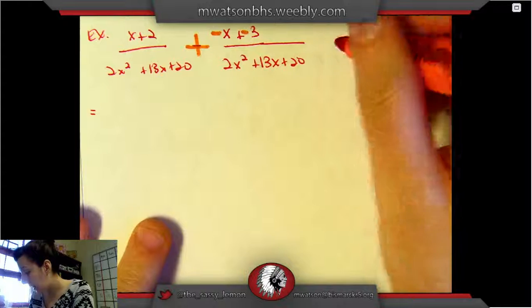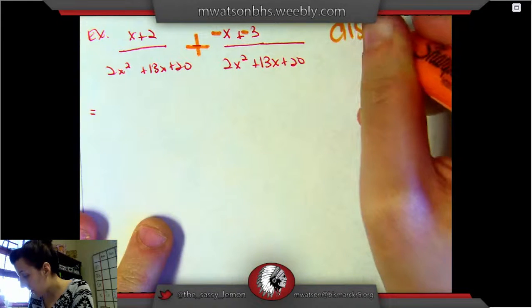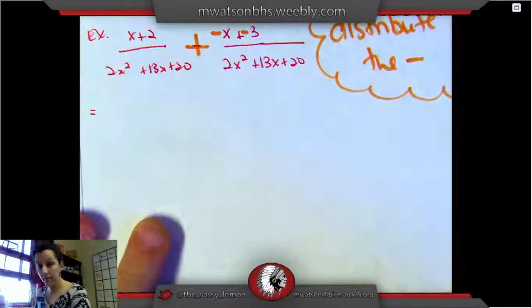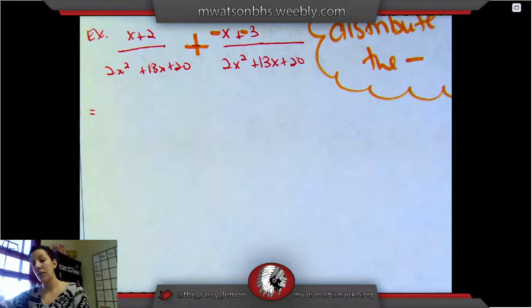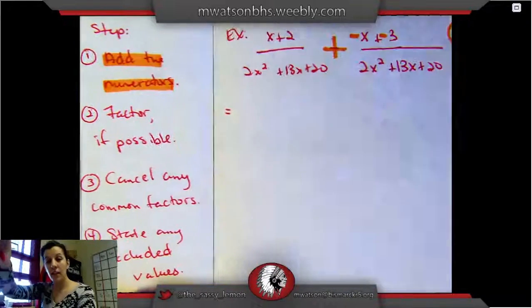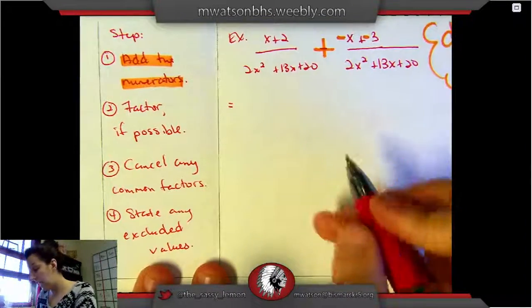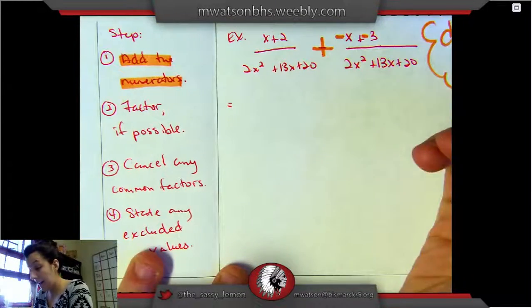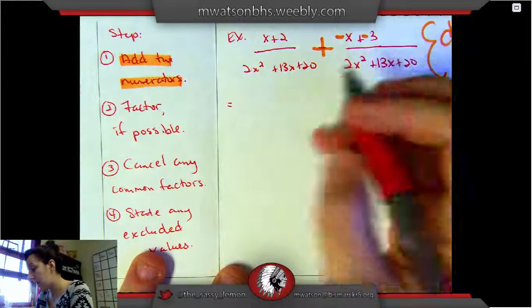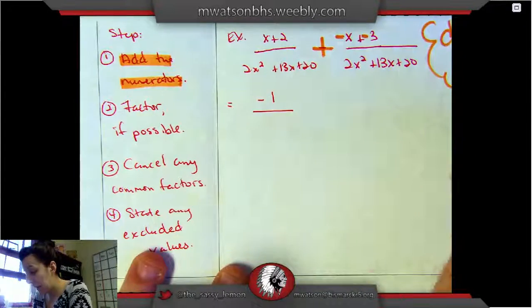And then make a note over here to distribute the negative. If you do that every time you have a subtraction problem, then it'll keep you from making a lot of silly mistakes. Because now we can just treat it like an addition problem. So step 1, we're going to add the numerators. So I'm going to go ahead and combine x minus x, and then the x term actually goes away, and then 2 plus negative 3 is negative 1. And my denominator stays the same.